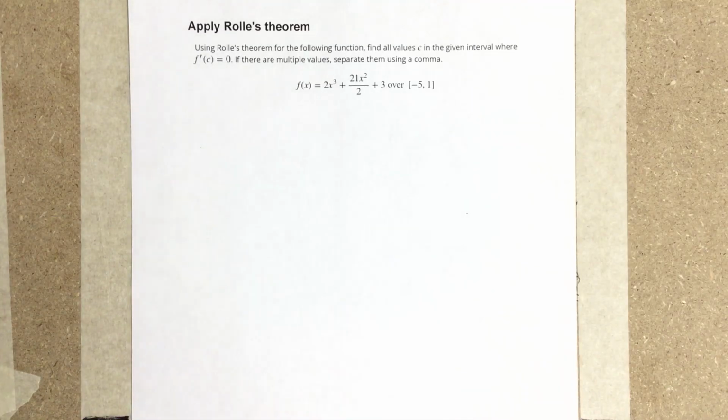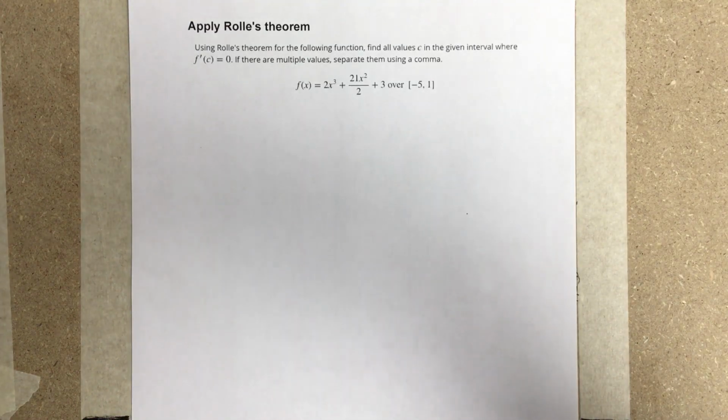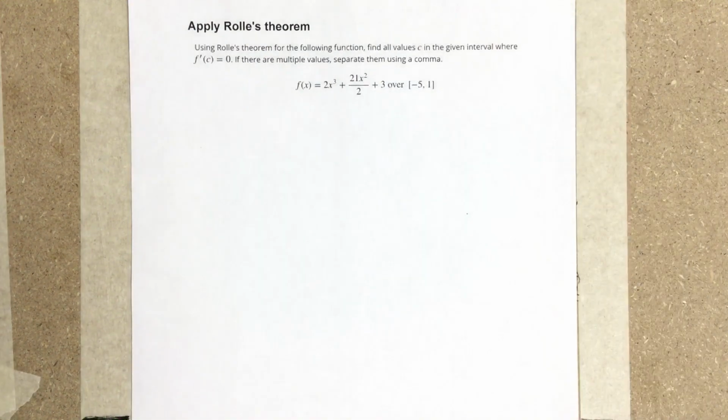In this video, we're going to apply Rolle's theorem. It says, using Rolle's theorem for the following function, find all values of c in the given interval where f prime of c is equal to 0. If there are multiple values, separate them using a comma. So before we even start, we have to make sure that Rolle's theorem even applies here.